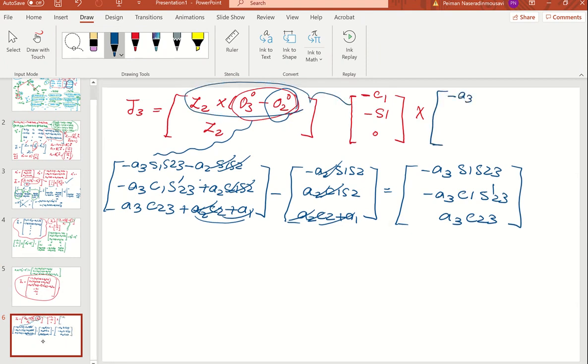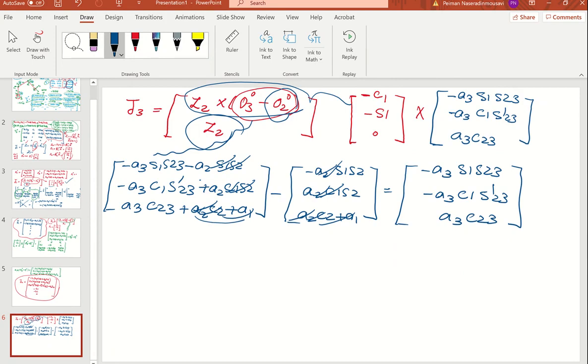Minus A3 sine 1 S2 3, minus A3 cosine 1 S prime 2 3, A3 cosine 2 3. So if you do that and you implement Z2 here for saving your time, let me double check it here because again human can make mistakes.